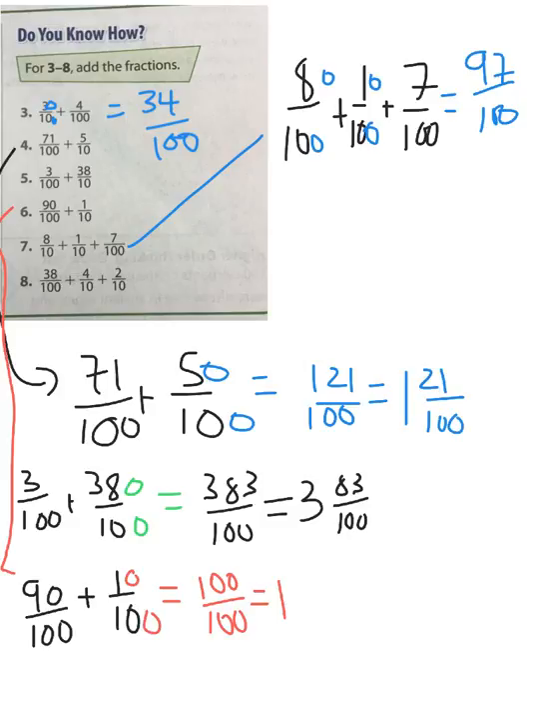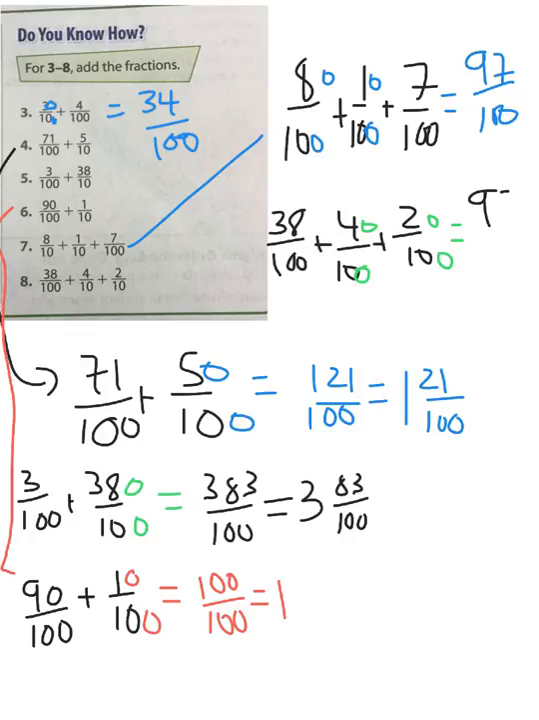And then our last one, we have 38 over 100 plus 4 tenths plus 2 tenths. So now, since our denominators are not all the same, we're going to add our zeros to the tenths. Make sure you add them to the top and the bottom. And now we're just going to add them up. 38 plus 40 would be 78, plus 20 would be 98 over 100. And now you have all of the work done for you.